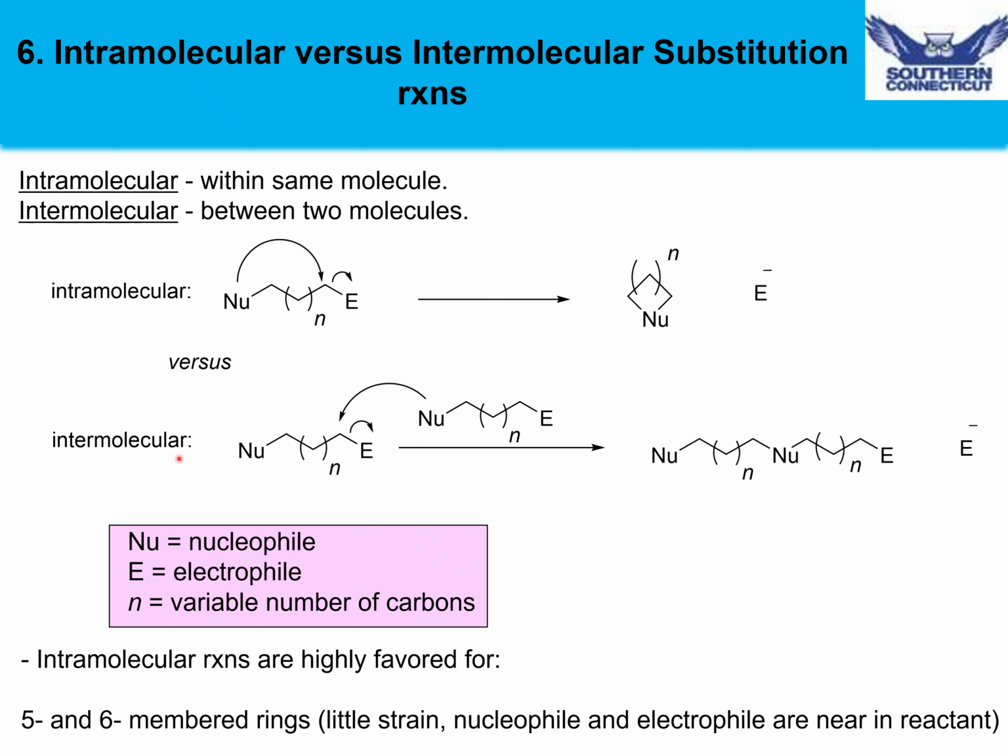Now, intramolecular reactions are highly favored whenever we can form a really stable ring. So that happens with 5 and 6 member rings. If you can form a 5 or a 6 member ring, very likely that you will have an intramolecular reaction rather than an intermolecular reaction.